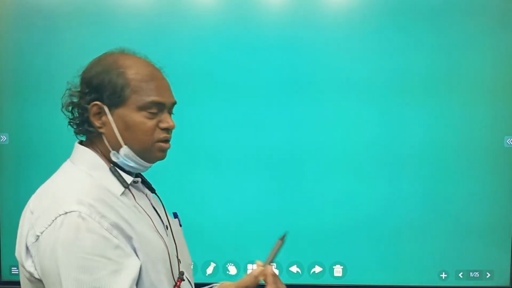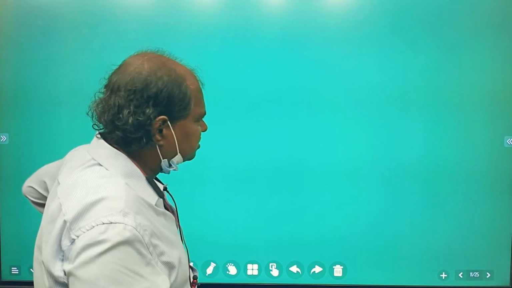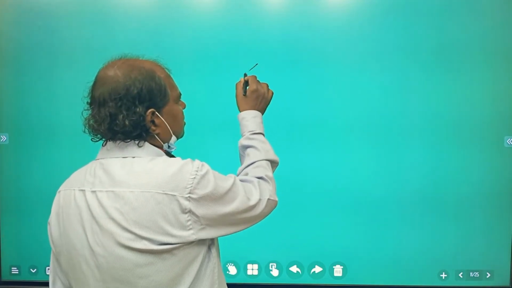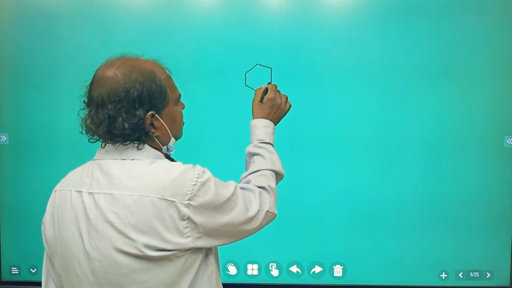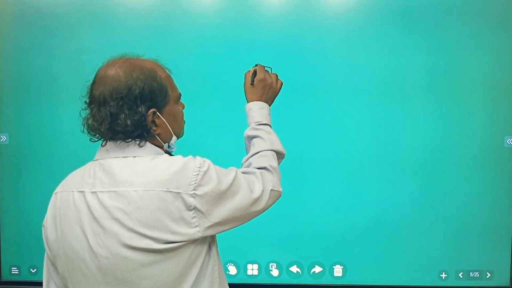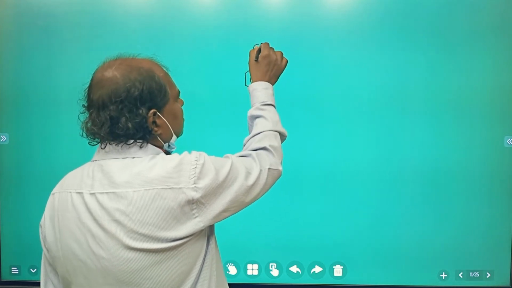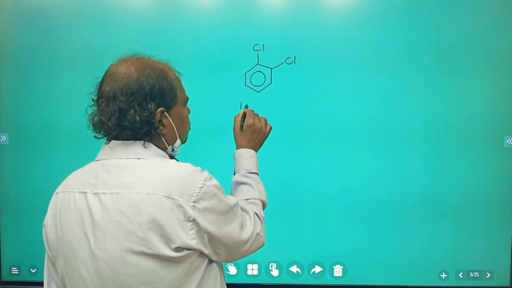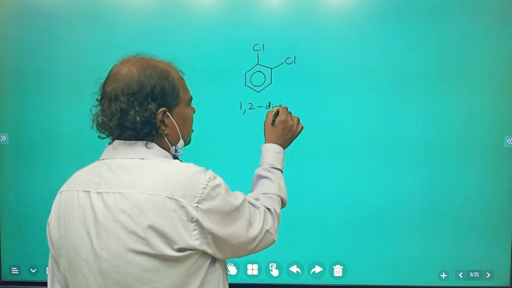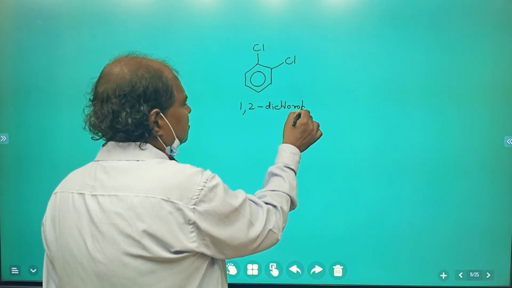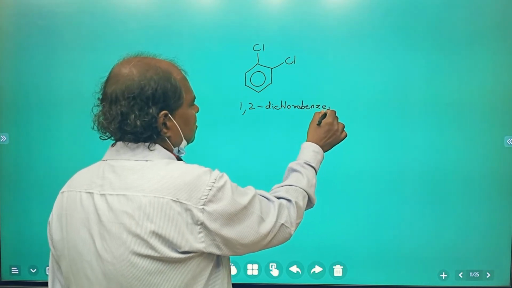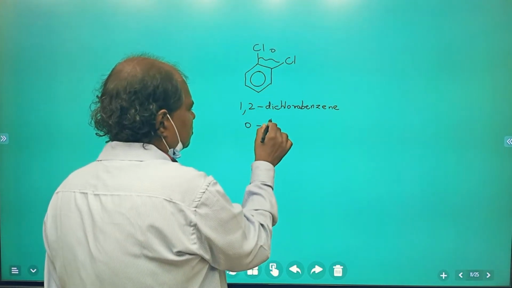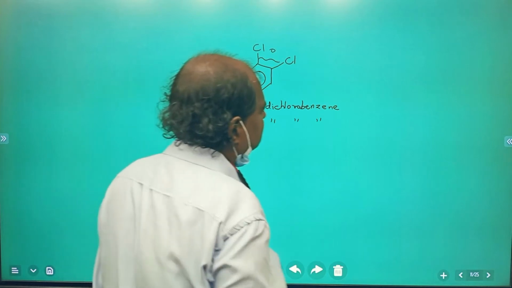Now, what type of questions can you expect in the exam? Let's see some questions, right? This question has come very famous, students, right? If you take the very famous question, this compound is called 1,2-dichlorobenzene. What is it called? 1,2-dichlorobenzene. Or it is also called ortho. These two are called ortho. So ortho, same thing, dichlorobenzene.